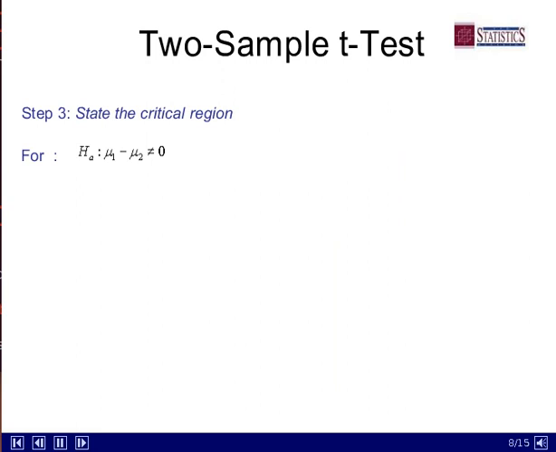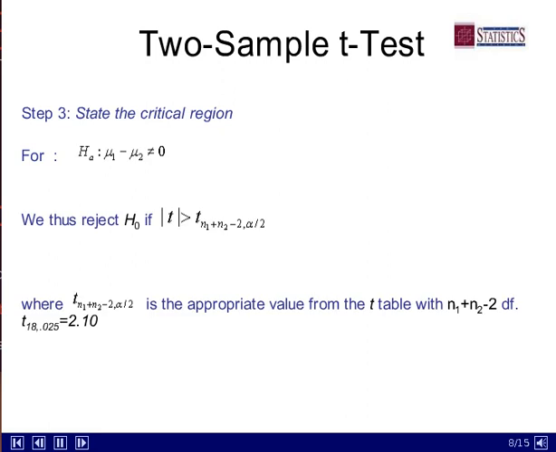Step 3 is to state the critical region. We are going to use the alternative hypothesis of not equal to, so we reject the null hypothesis if the absolute value of our test statistic, t, is bigger than t of alpha over 2 with some degrees of freedom. The appropriate degrees of freedom for a two-sample t-test, assuming equal variation, is n1 plus n2 minus 2.